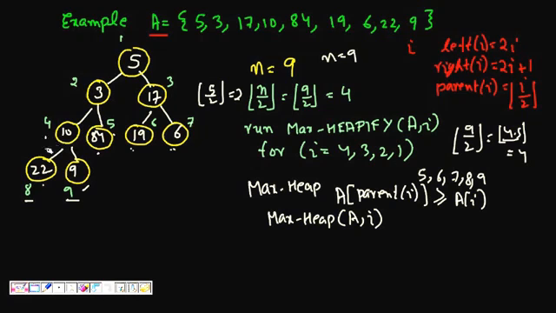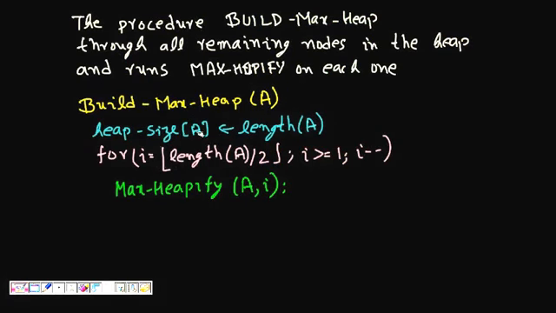But for nodes which have children, we have to go in a bottom up manner. So from node 4 to 3 to 1, we have to check that each node is satisfying the max heap property. So that's what we have to do. It's a simple algorithm.